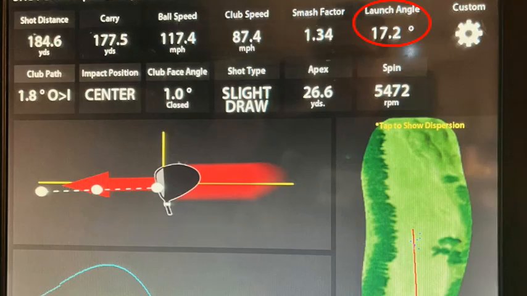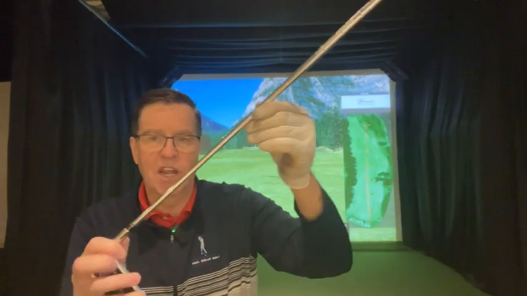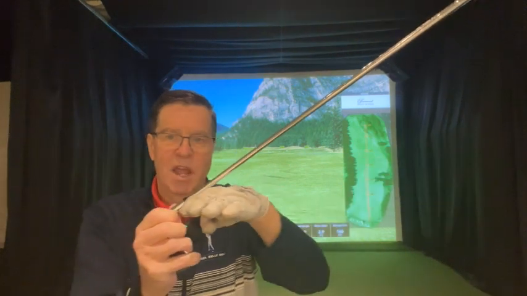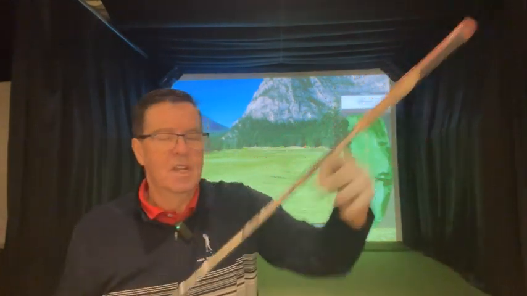So launch angle is 17 degrees. That is how steep the ball left the ground in relationship to the ground being 0, and this angle launching upwards. And that's 17 degrees, and that's maybe a little tiny bit low for me. I got it a little tiny bit thin. I'd like to see that around 19, but that's a pretty good launch, and I'm happy with that.